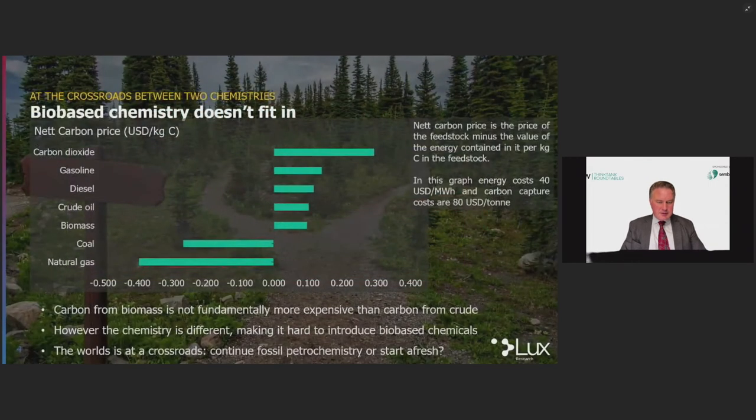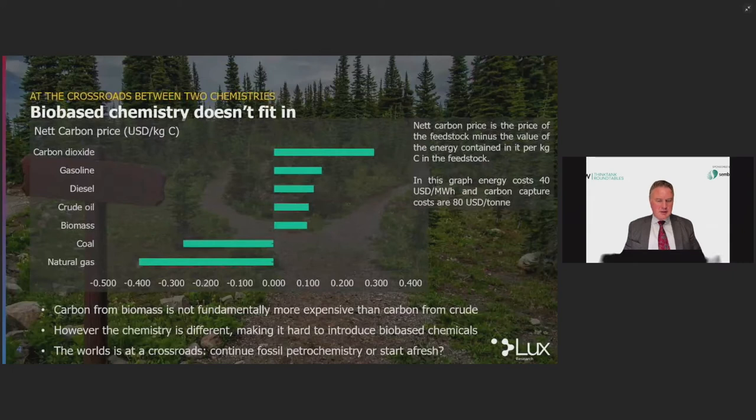So if the feedstock base is going away, where does the industry need to go? Now, we compared here the carbon price of various sources of carbon. So we just wanted to look at the source of carbon, not at the material as a fuel, for example. So what we did is we looked at the price, for example, for carbon dioxide. The price is the price of carbon capture. And we took out the value of any energy that's in the material. So if you look at diesel, we looked at the price of diesel, we subtracted the value of the energy contained in it to obtain a level playing field for comparing the value of carbon within certain materials.